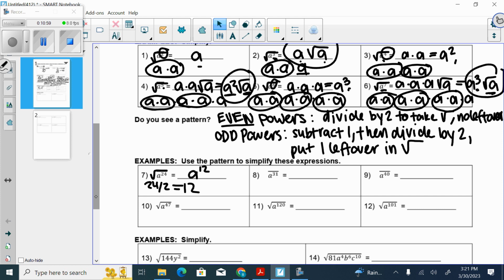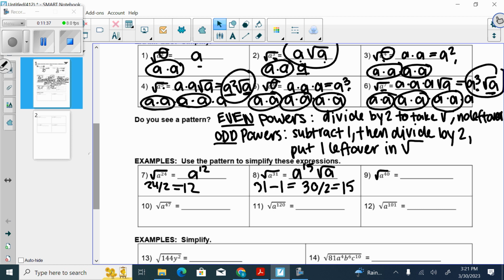All right. What about here on number 8? The exponent's 31. Is that even or odd? Odd. So now I've got to use this rule. That rule says I'm going to do what to that exponent? Subtract 1, which would give me 30, and then I can divide by 2. And what is 30 divided by 2? 15. So I get to take out A to the 15th, but we're going to have 1 left over, and where does it go? The inside, right? Perfect.